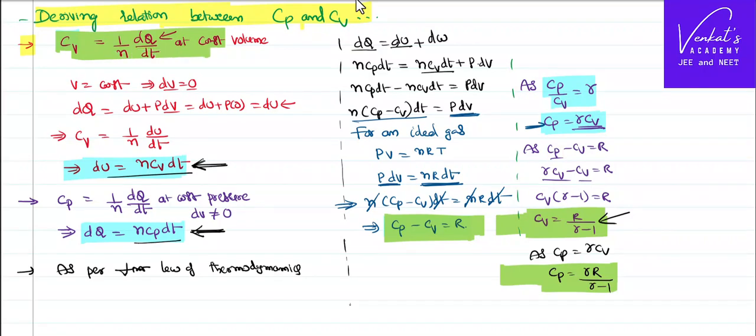We have used only definitions of Cv and Cp, so it's a very simple derivation. We can further extend this discussion in the later videos.